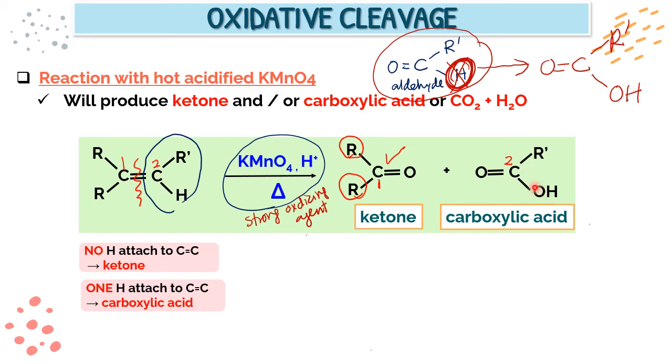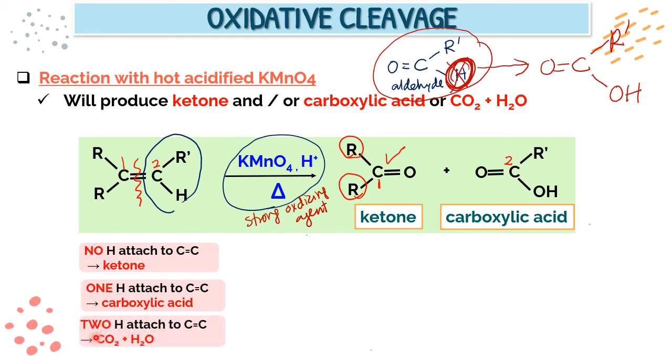In the exam, do you write this one or this one? Write down the final product, meaning the carboxylic acid. So if you get a hydrogen over here, you straight away see that it is a carboxylic acid, not an aldehyde.